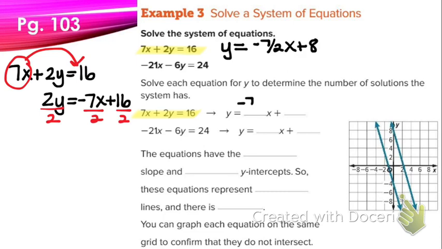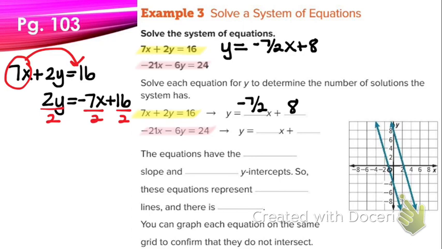So the slope would be negative 7/2. The y-intercept is positive 8. Now let's do that with the second equation. I'm going to highlight that in pink. You can write your slope as a decimal also. Whenever I'm graphing though, I usually keep it a fraction, but I would not mark it wrong if you wrote it as negative 3.5.